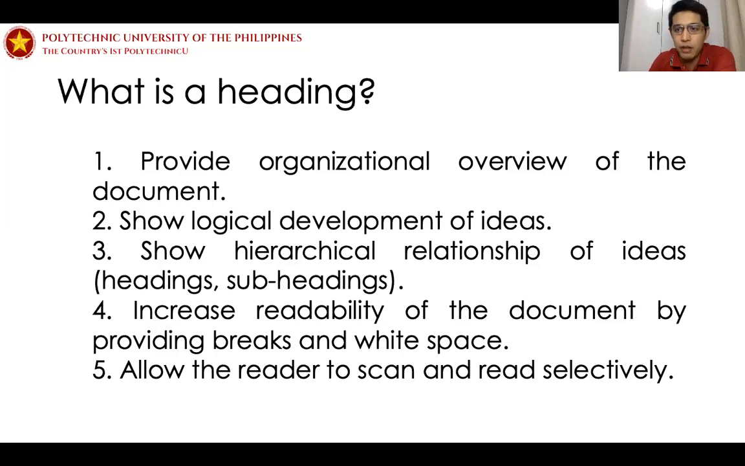But one thing that we have to remember is we come up with headings simply because we look at the welfare of the readers. We want to make sure that the document or the text that we have written is readable to them, and they could enjoy reading the document. That is something that we need also to ensure. That's why we need to come up with headings. We need to help our readers to understand the text better.